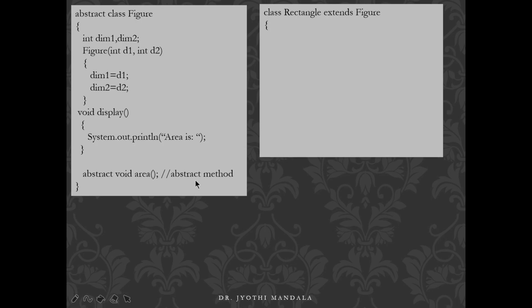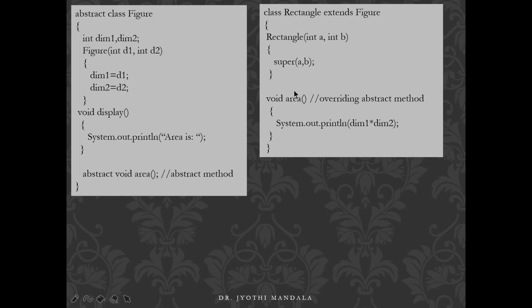We have only one method, that is area. So this area has to be defined in this subclass. First, this is the constructor of Rectangle, and I am writing the area method. You need to override the abstract method, or define the abstract method, in its subclass only. Got it? If you have two methods, you need to define both. If you have three abstract methods, we need to define all three abstract methods.